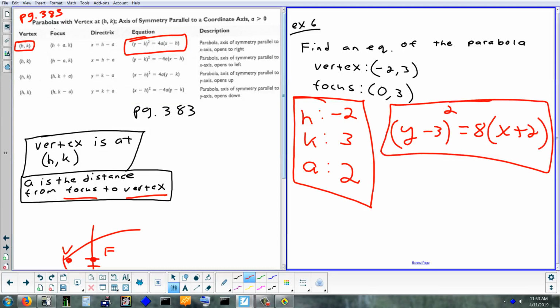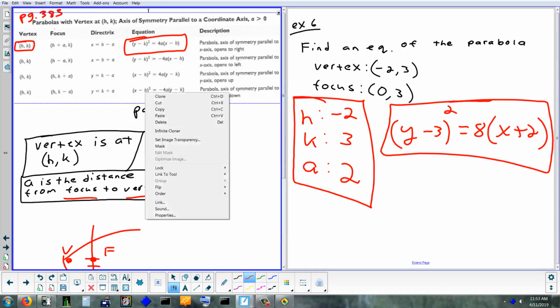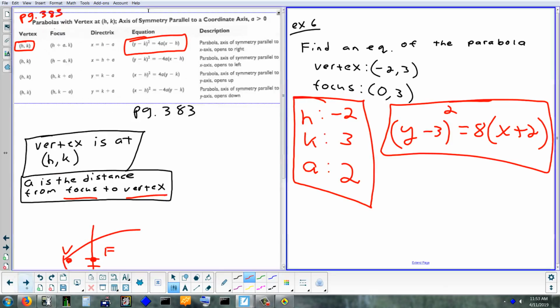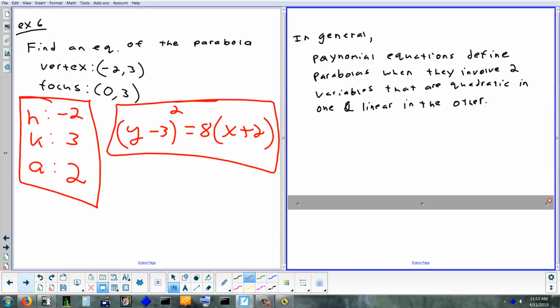So if you notice every formula, one side is squared. Either the y is squared or the x is squared. But the other side isn't. And that's what always happens with a parabola. Parabolas involve 2 variables. We usually call them x and y. One side is squared. The other side isn't.